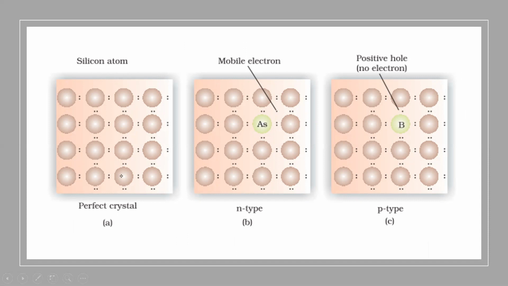So this is a perfect crystal. If an arsenic compound is introduced, arsenic gives a mobile electron here. Already you know silicon valence is 4, or germanium valence is 4. So instead of that, if you take arsenic, its valence is 5, so here we have a mobile electron, because to compensate for the 4, we have one more electron. This electron is responsible for the conductivity of the current. Hence it is called N-type.